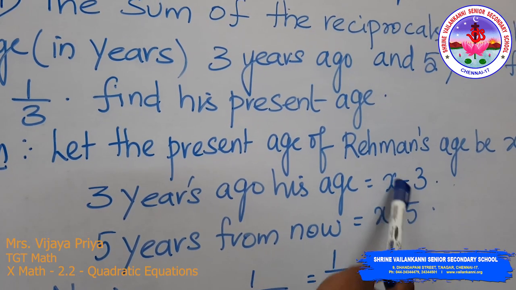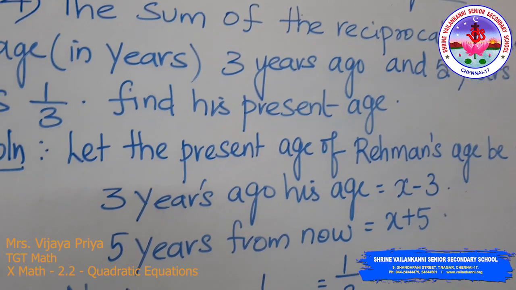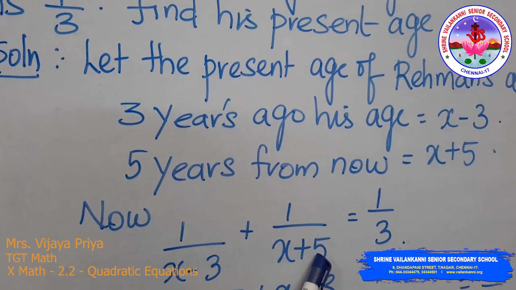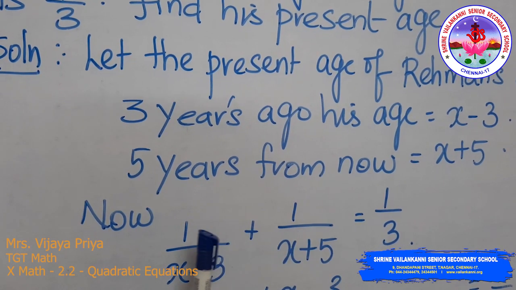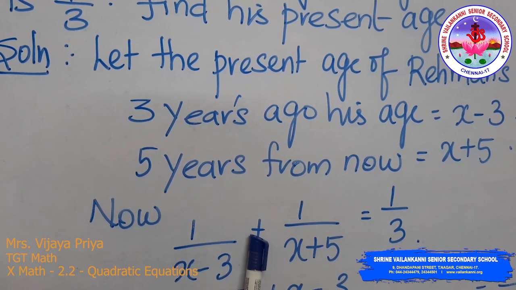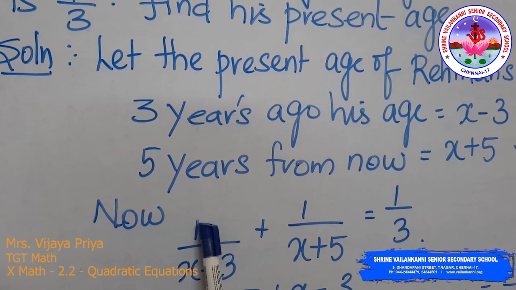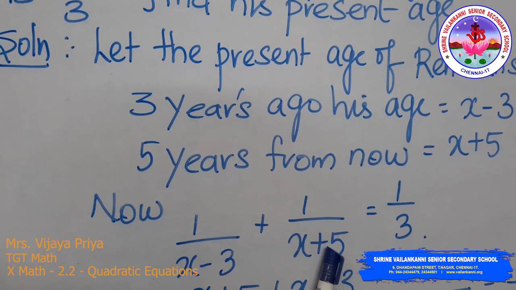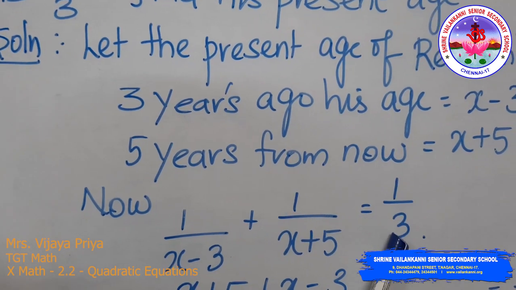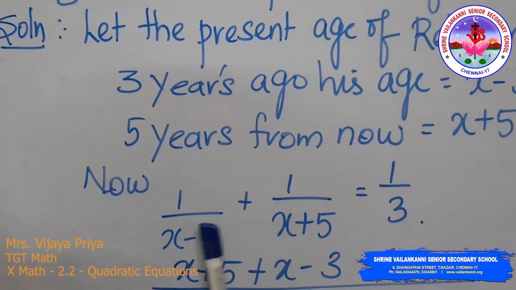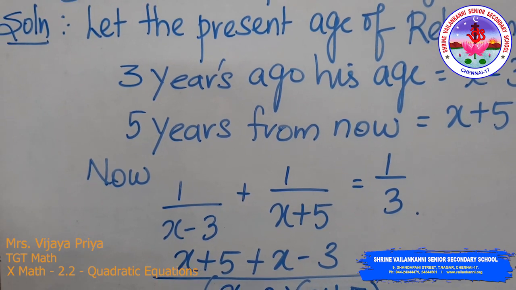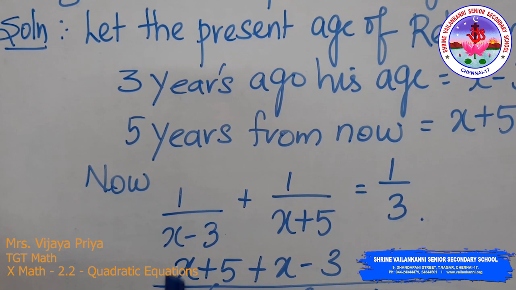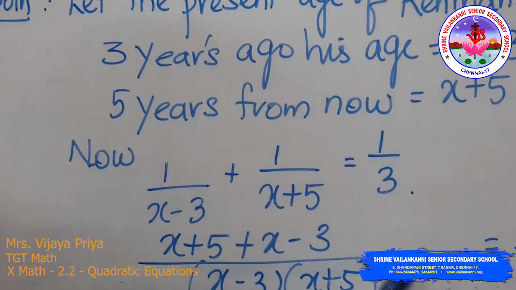So those ages' reciprocals are 1 by x minus 3 and 1 by x plus 5. Since he was telling you to add the reciprocals of their ages, I am adding 1 by x minus 3 plus 1 by x plus 5, which will be equivalent to 1 by 3. So I am going to take the LCM now, x minus 3 into x plus 5. So I am going to simplify these now.